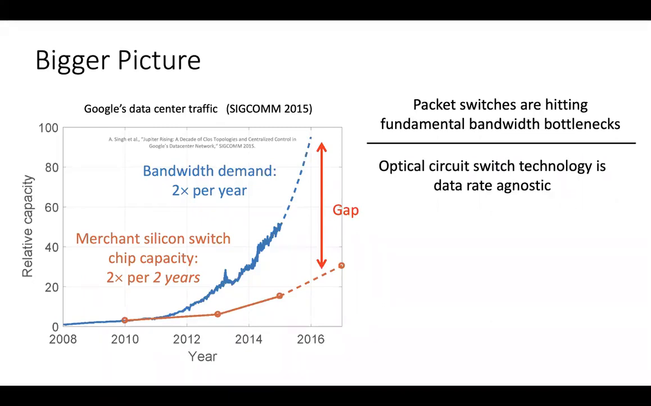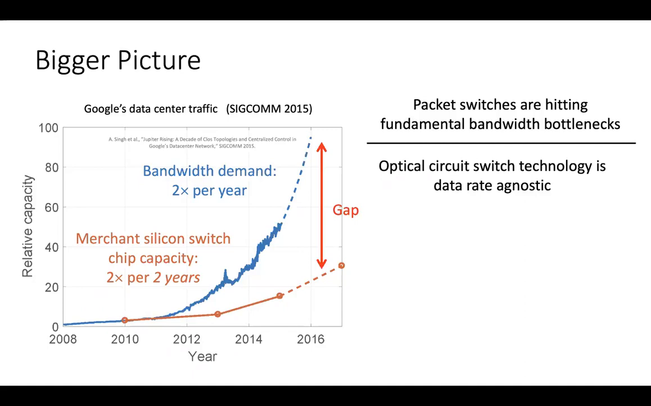So optical circuit switches give you this promise that you can switch data in a completely data rate agnostic manner, which is to say that as your link rates increase from 10 Gbps to 40 Gbps to 100 Gbps to 400 Gbps, you do not need to change your network fabric at all. So your network fabric is essentially bandwidth agnostic and can support any line rate. So that's the promise of optical circuit switches.